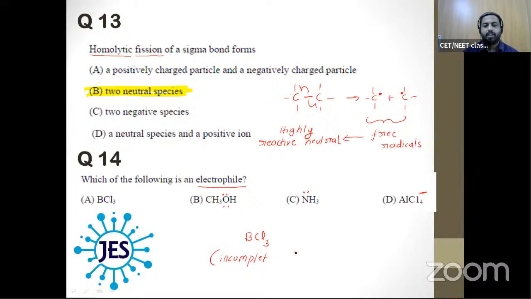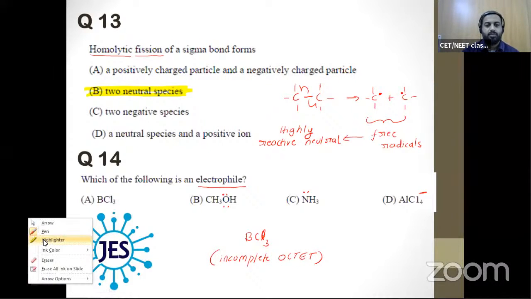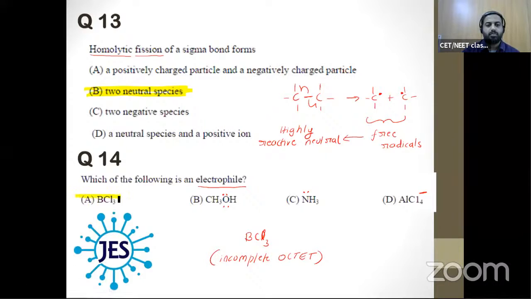Complete octet. And therefore, this should be the electrophile because it's ready to accept electron. It's electron hungry. Hence, this is the electrophile. Only a few of you have answered it, not all. BCl3. Right. That was the answer for question number 14. Now let's go to question number 15.